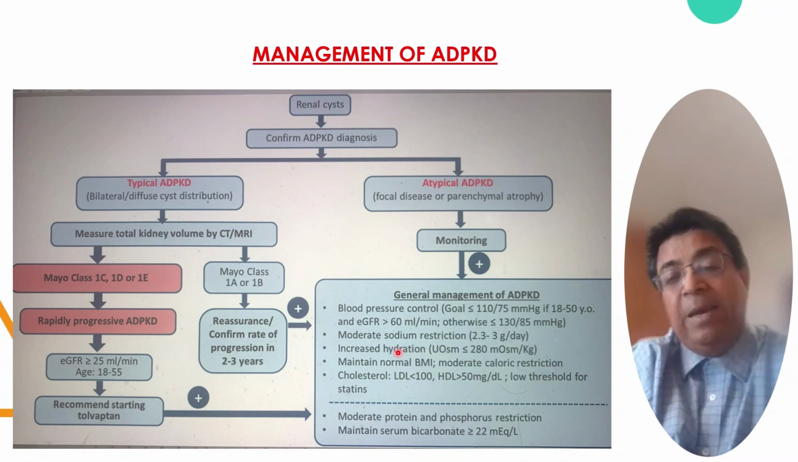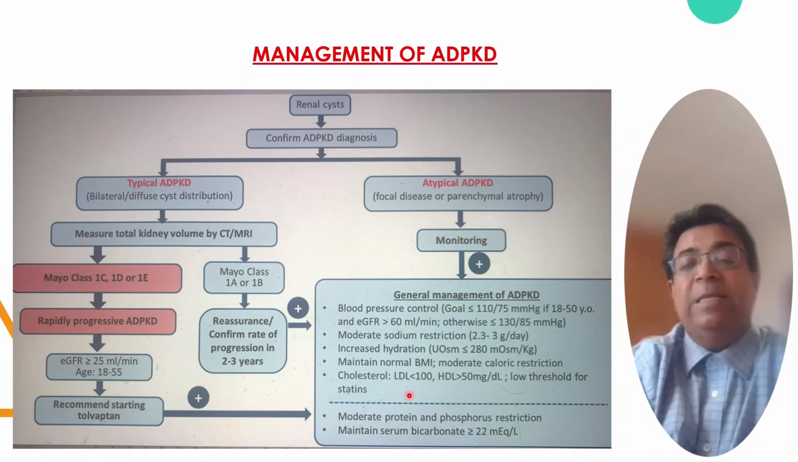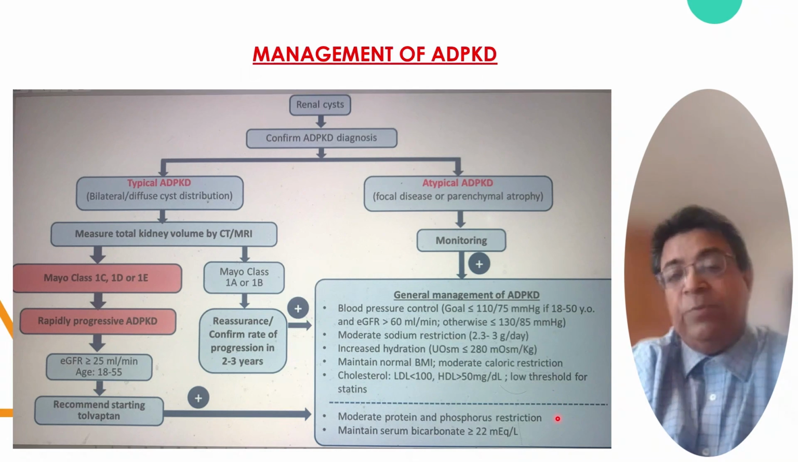Maintain a normal BMI, moderate caloric restriction, normal cholesterol, LDL less than 100, HDL greater than 50, low threshold for statins, moderate protein and phosphorus restriction. You want to have a normal phosphorus, and you want to have a normal serum bicarbonate of greater than or equal to 22.